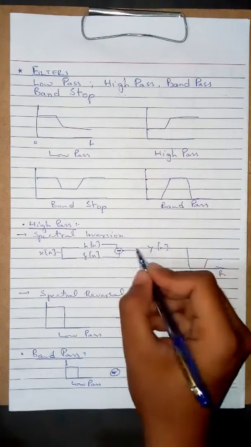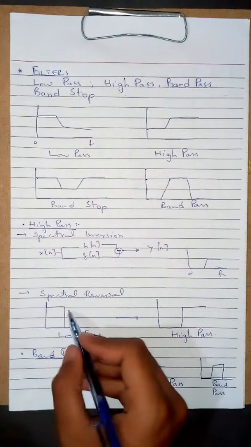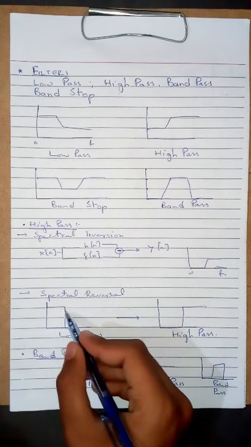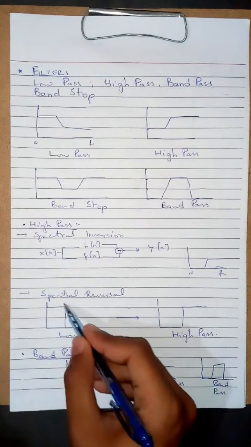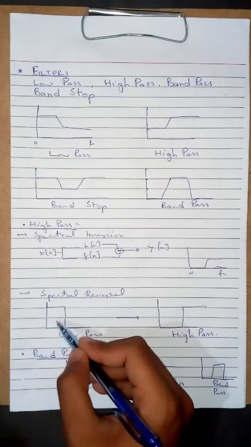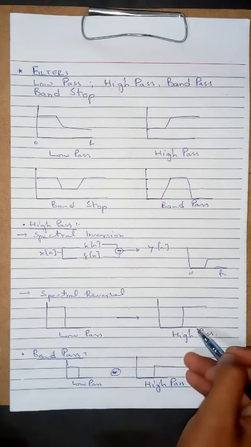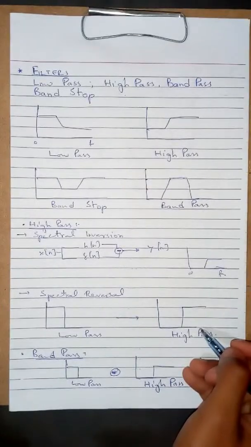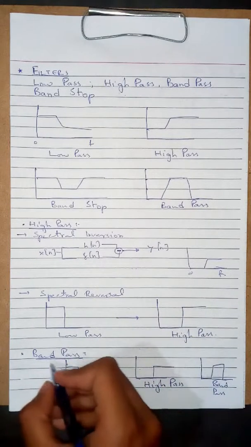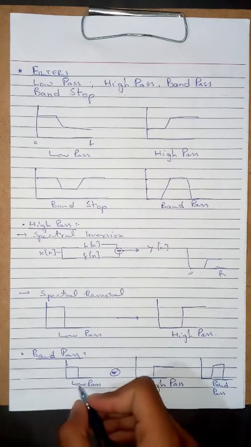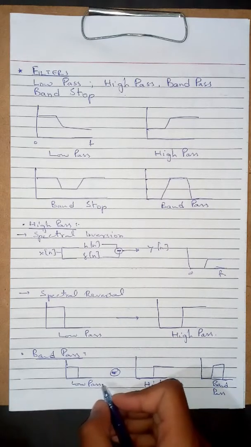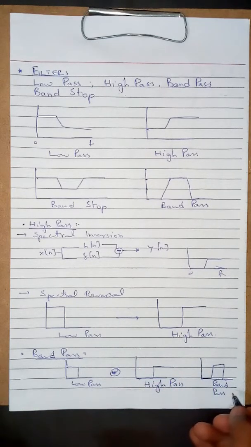And the second one is spectral reversal, which means we take a low pass filter and we reverse its values. Where the values were high, we block them; low frequencies were blocked, and the high frequencies that were stopped are allowed. So we get a high pass filter. In order to get a band pass filter, we convolve our low pass and high pass filters. In that case, we get our band pass filter, so only a certain band is passed and all the other frequencies are stopped.